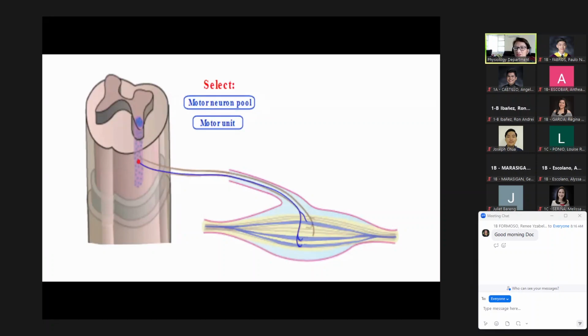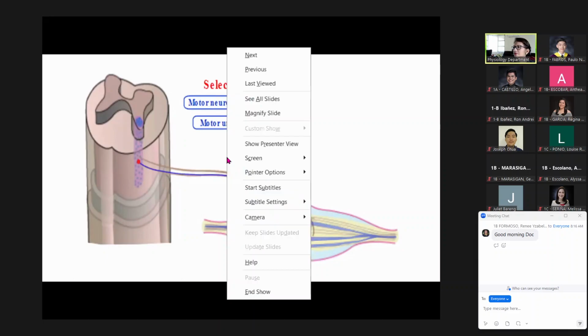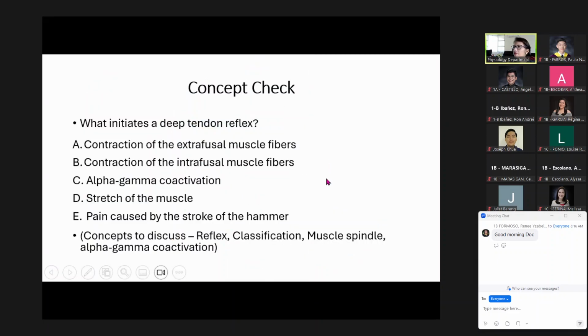Okay, thousands. Okay, so those are the choices that you had earlier. So you must be able to remember those. Okay. Now for the next concept check question. What initiates a deep tendon reflex?